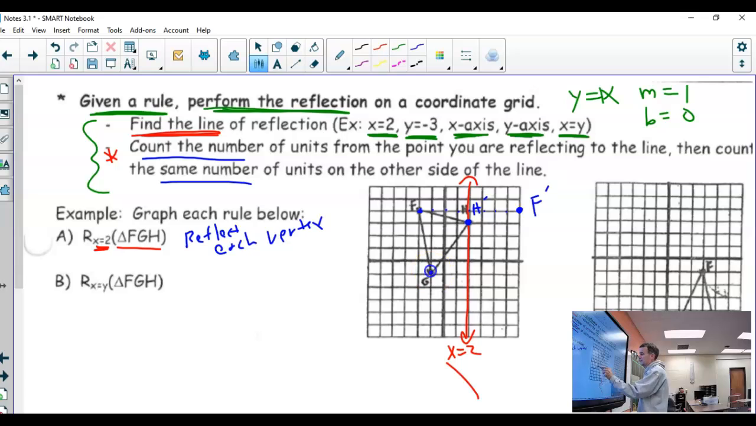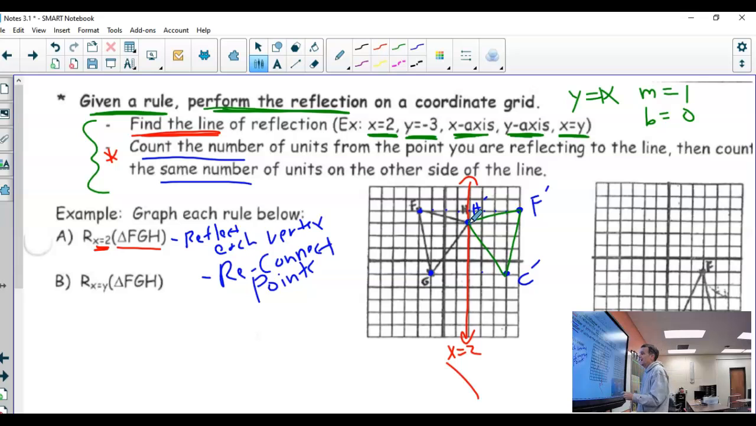And I do the same thing with G. I count how many spots to the line. 1, 2, 3. 1, 2, 3. There's G prime. So I then just reconnect the points. And so I'm going to reconnect them maybe in green. And there is my reflection.